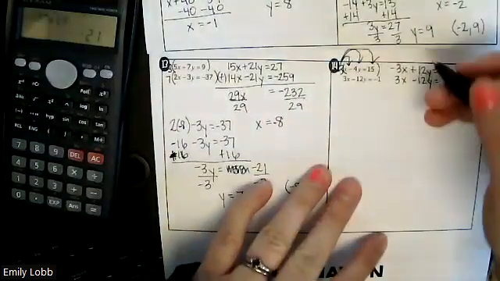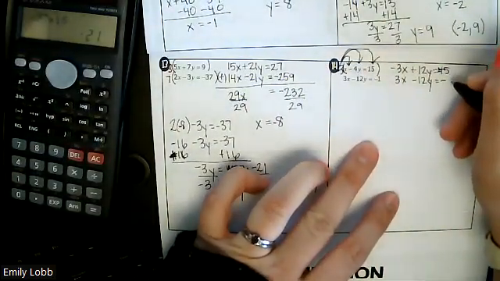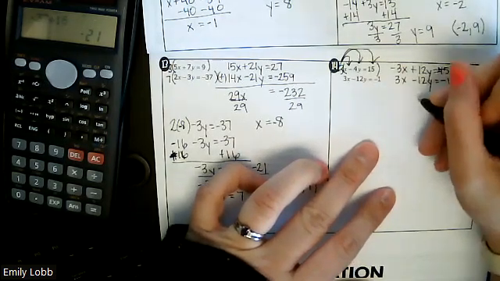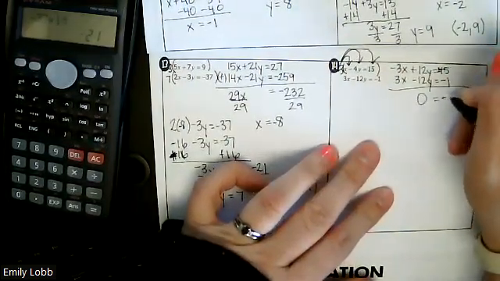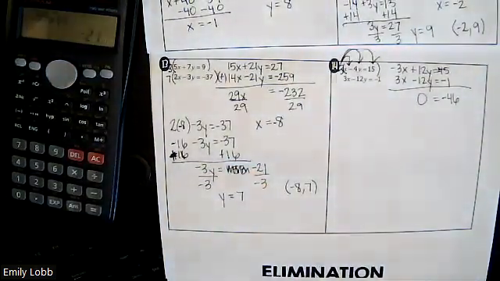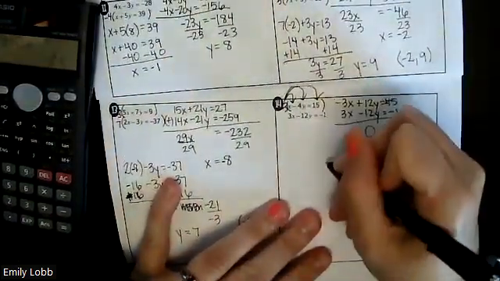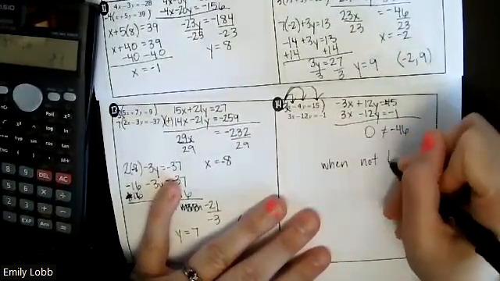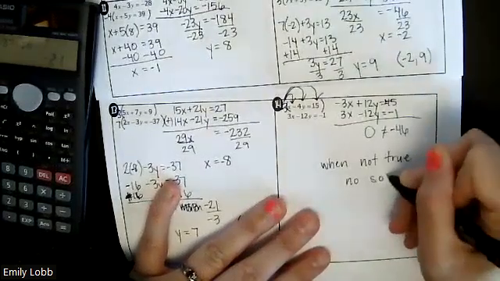All right, so you are starting to see everything is equal and opposite on our variables. So we end up with 0, right, on the left is equal to negative 46. Does 0 equal negative 46? No, it does not. So when it's not true, remember we say no solution.